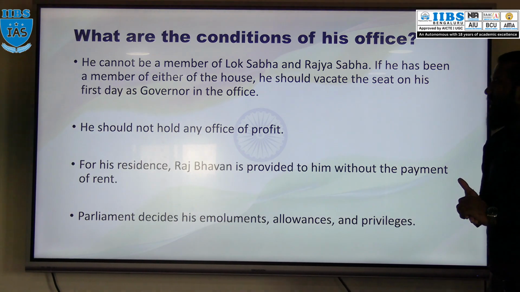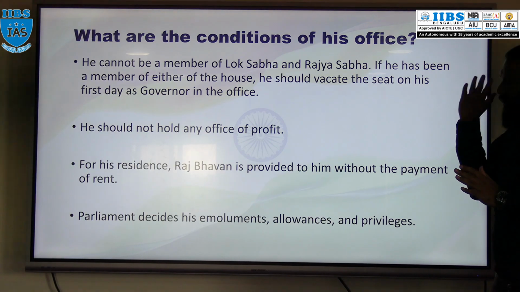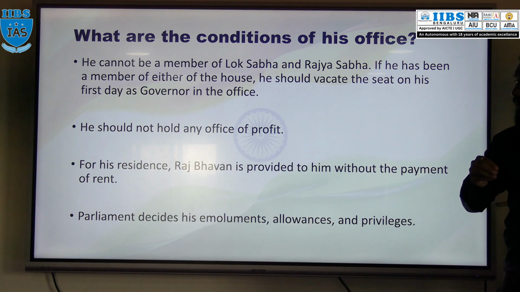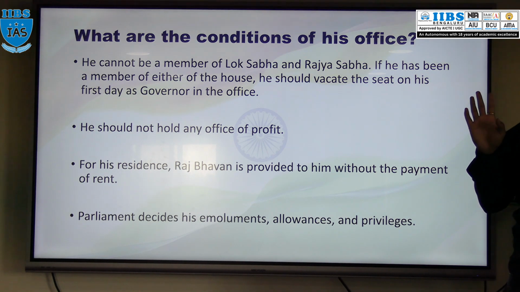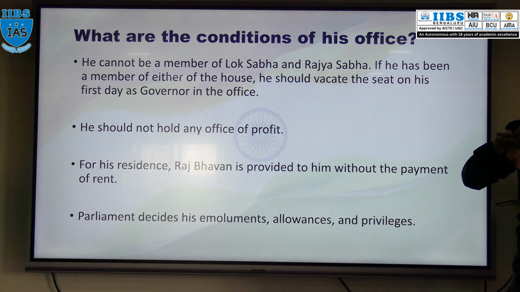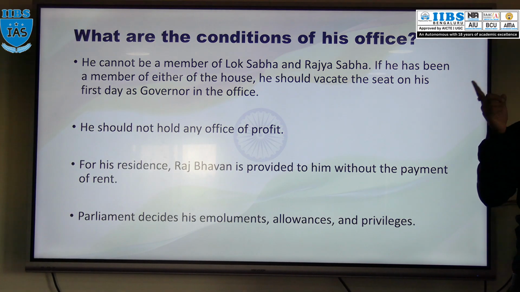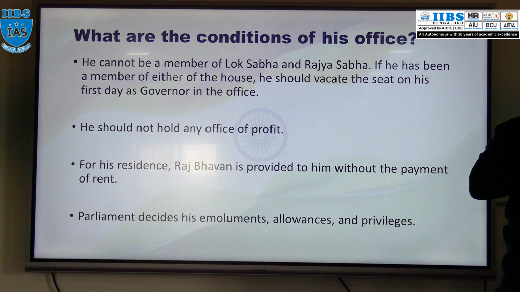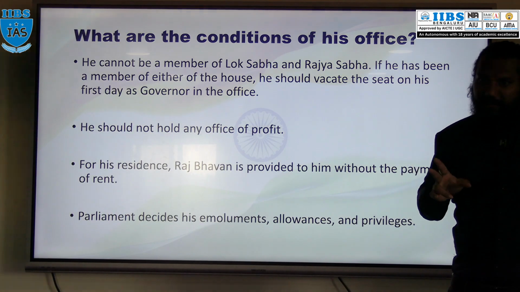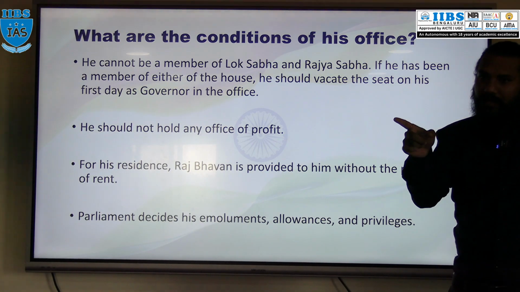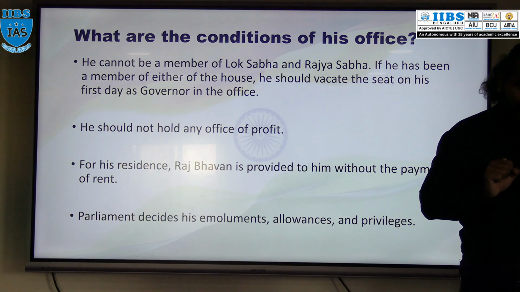Okay, then what are the conditions? Conditions of the office of governor of the state. What is that? A person who is appointed as a governor should not be a member of Lok Sabha, Rajya Sabha, Assembly, MLA, MLC. If such an MP, MLA or MLC is appointed as a governor, at that time that person has to resign from the legislature office before entering into the office of governor. The same person cannot be a governor and an MLA or MP or MLC.